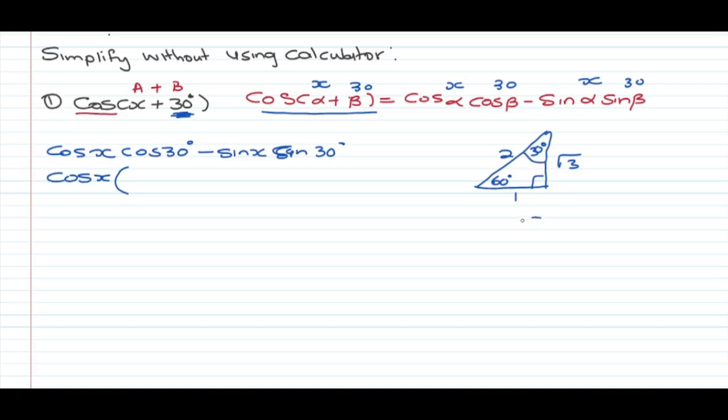So cos, according to SOHCAHTOA, cos is adjacent over hypotenuse, which is going to be the root 3 over 2. Then we minus the sine x. And what is the sine of 30? Sine is opposite. So my opposite, this side, because it's the side that is opposite to that 30, is 1. So this will be 1 over 2 because it's opposite all over hypotenuse.